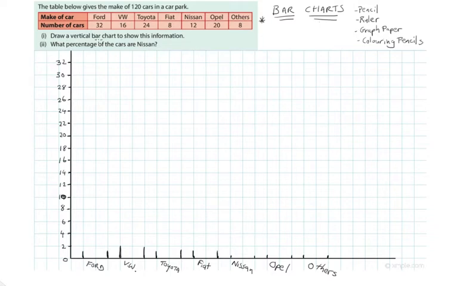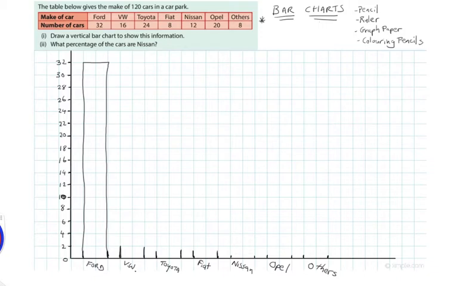Now draw a vertical bar chart to show this information. Okay, let's do it. So you use a ruler. I'm not going to use a ruler here. I'm just going to freehand it and do my best. So Ford has 32 cars in the car park. There are 32 Fords, different types of Fords. And I'm not doing too bad. There we go. That's the bar chart done.